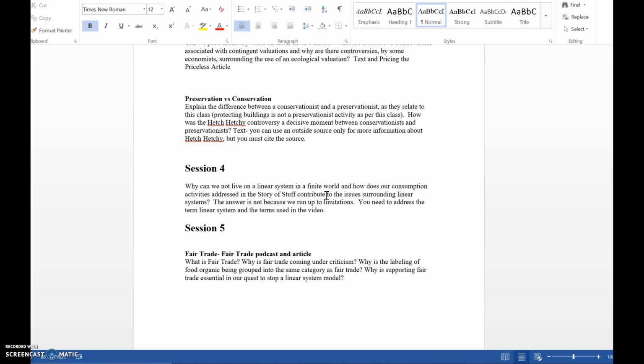Okay, so then we move to session 4: why can we not live on a linear system in a finite world? And how do our consumption activities addressed in the Story of Stuff contribute to the issues surrounding the linear system? I talked about this in the roundup last week. Remember, the linear system is a line. There's an input and an output. That output is never put back into that input again. So I want you to discuss that.